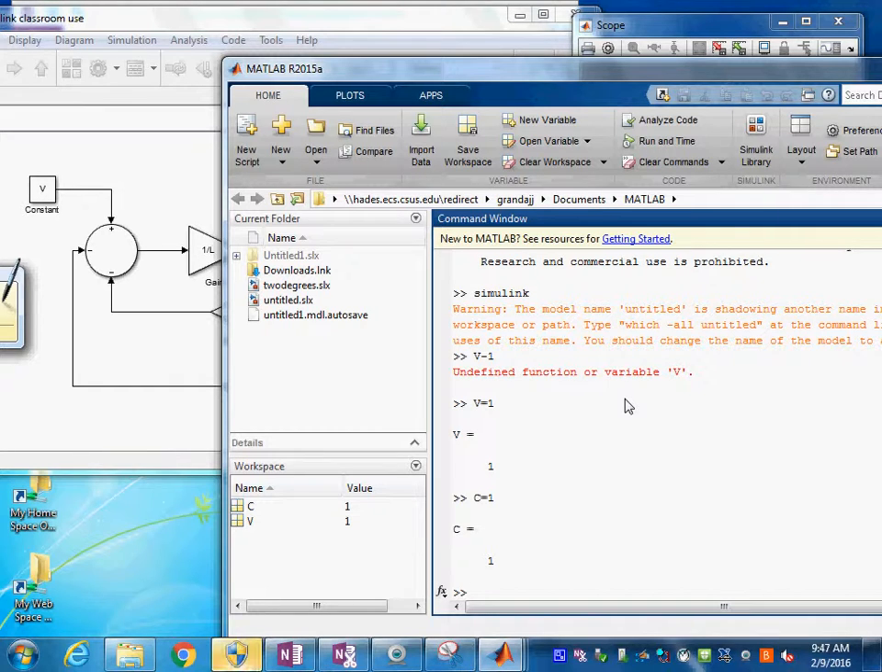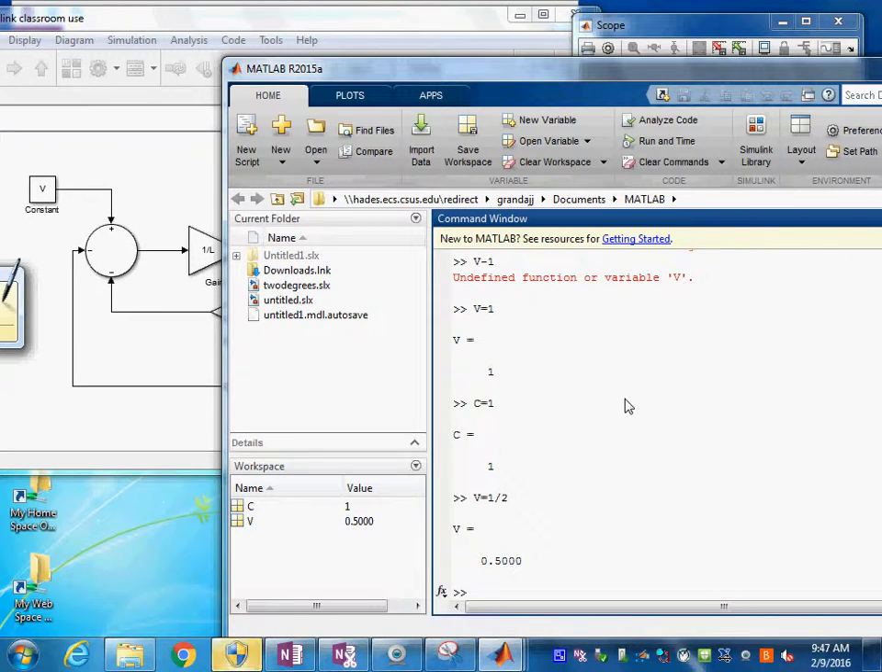Okay, so that is from beginning to end, from the circuit, getting the equations, to the block diagram, and getting the simulation done. Okay, now on to the concept of the transfer function, which I would like to review next.